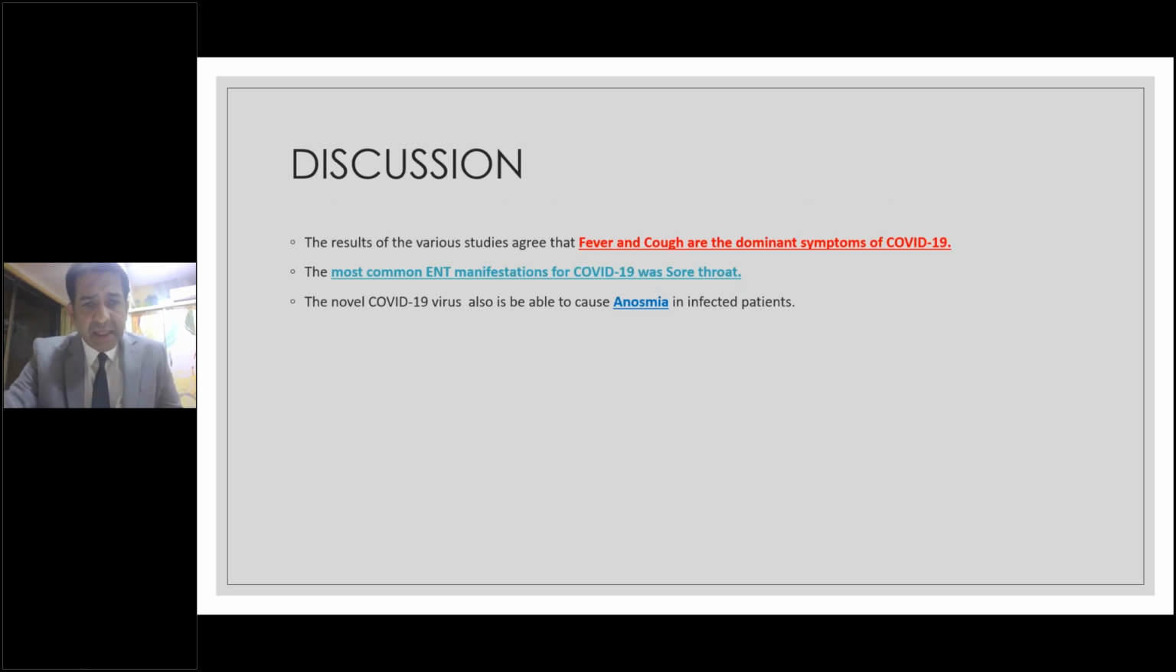The results of various studies agree that fever and cough are the most dominant symptoms of COVID-19 infections. However, the most common ENT manifestation for COVID-19 was sore throat, that is soreness of throat. The novel COVID-19 virus also is able to cause anosmia in infected patients. I'm emphasizing because in many of these patients, the earliest ENT manifestation can be anosmia or smell dysfunction.